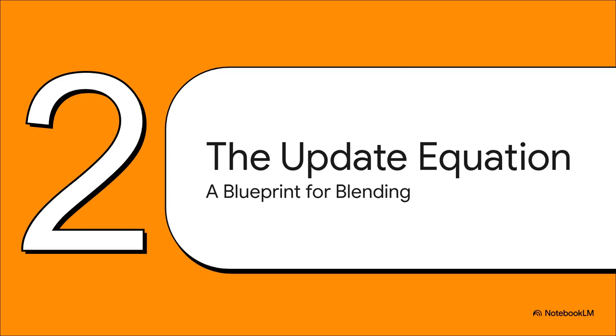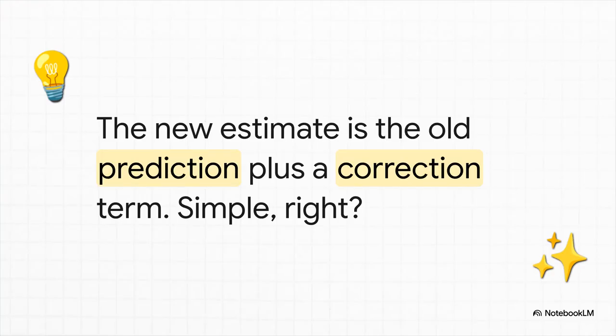Well, the answer starts with this beautifully simple blueprint, the update equation. This is it. This is the heart of the filter. And it's actually pretty intuitive when you look at it. It says our new updated estimate is just our old prediction plus a correction. That's it. The whole secret is figuring out the size of that correction.